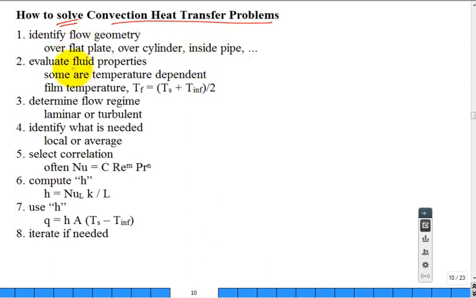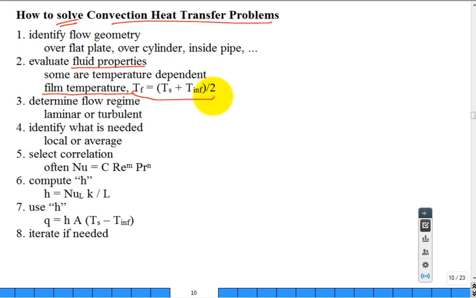Then you need to look at your fluid. Oh, I have air, I have water, I have glycerin, I have other fluids. And if they're temperature-dependent properties, you need to find the temperature at which to evaluate the properties. Use the film temperature. People are pretty obvious on this. They like the film temperature. I've never seen students stumble on the concept of the film temperature.